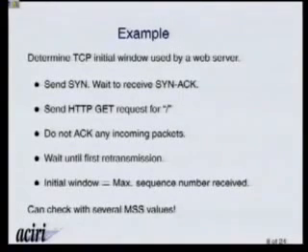You wait. Since you're not ACKing any of the packets that are coming in, after some time the TCP stack at the web server will retransmit the first packet. At this point, you terminate the test, and then the initial window is the maximum sequence number you have seen. And you can check this with several MSS values. Since it's a completely user controllable TCP, you can set whatever MSS you want, and this will let you figure out whether it behaves differently with different MSS sizes.